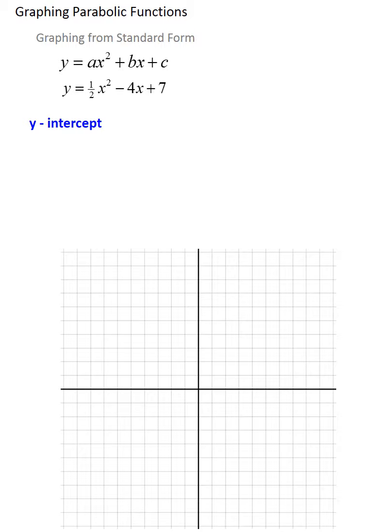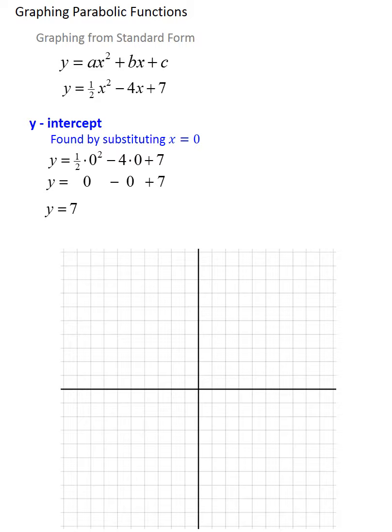First, the y-intercept. Always found by substituting x equals 0. Here's the original problem with 0 plugged in. Do some algebra, and the y-intercept is 7. This shouldn't surprise us. After all, we learned earlier in this video that when in standard form, the y-intercept is always the so-called c value, which in this case is 7. So, plotting that, I've now got my y-intercept.